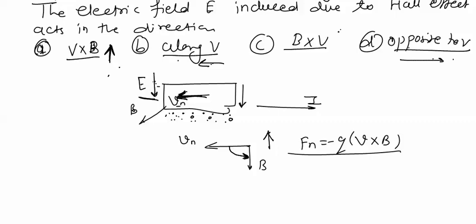So B cross V: if we calculate B cross V according to the right hand rule, we get the direction in the downward direction. So this electric field and B cross V have the same direction. So we can say that in an N-type semiconductor, the direction of electric field is the same as the direction of B cross V.